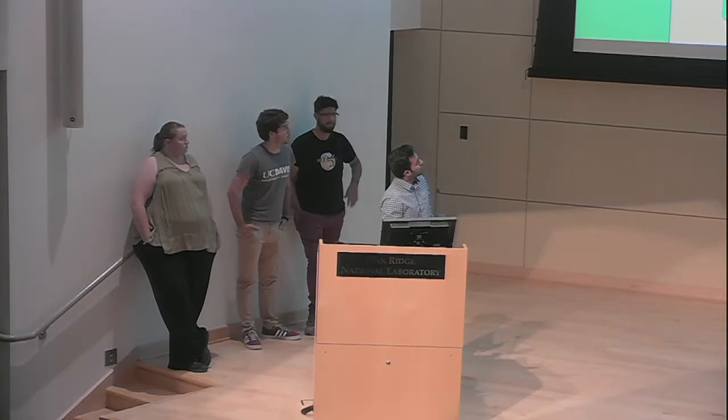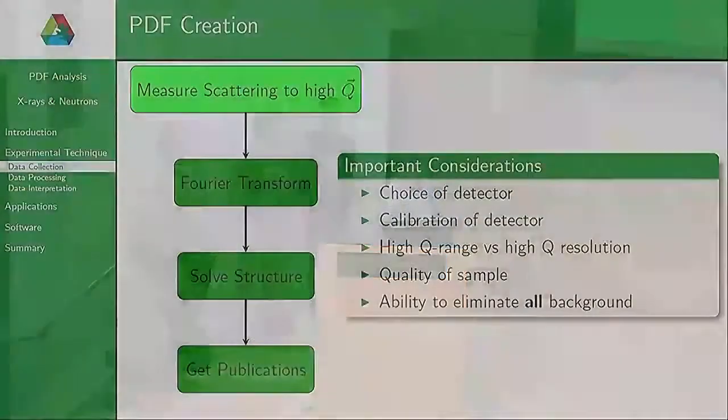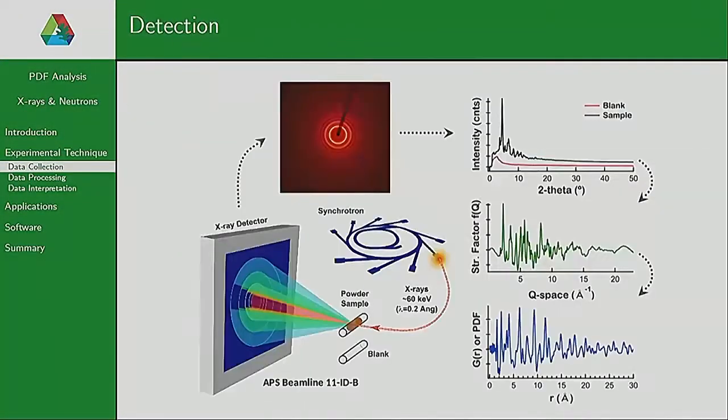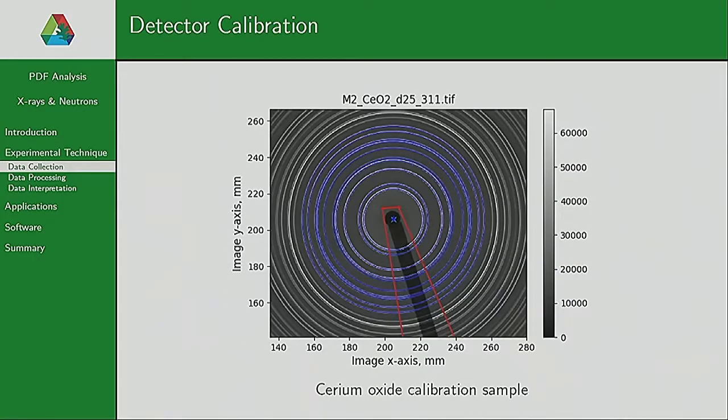Then what you need to do is you need to calibrate the detector. This is cerium oxide calibration sample. This is a known sample, and you know where the peaks are. So this is what we use to calibrate the detector.